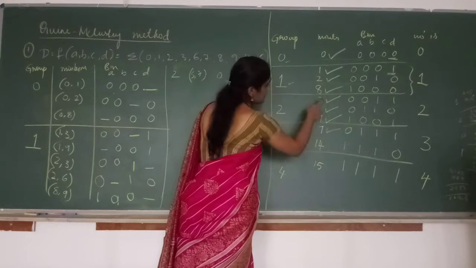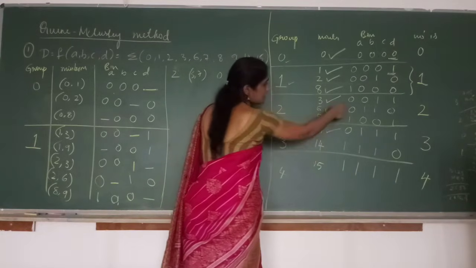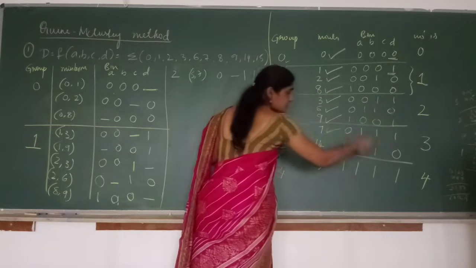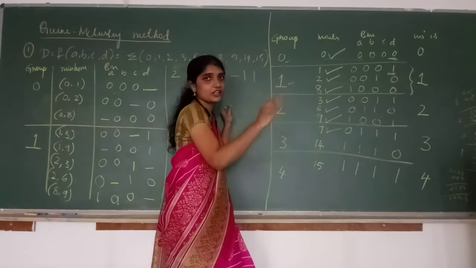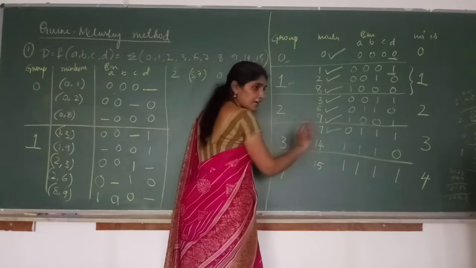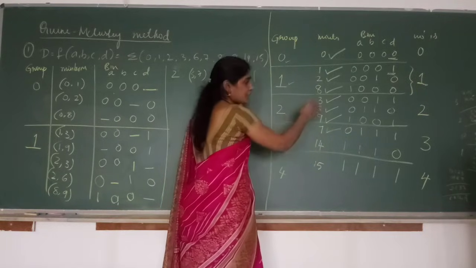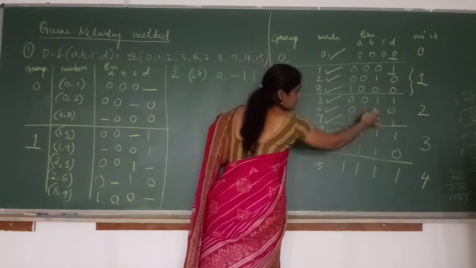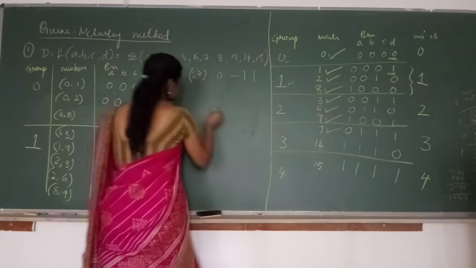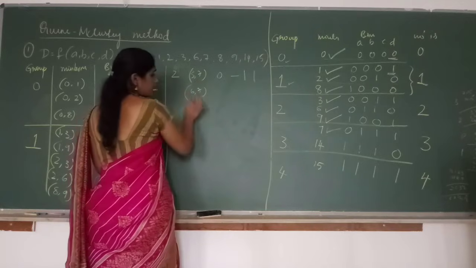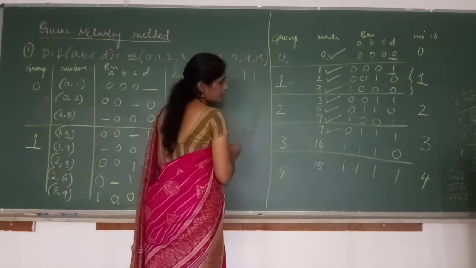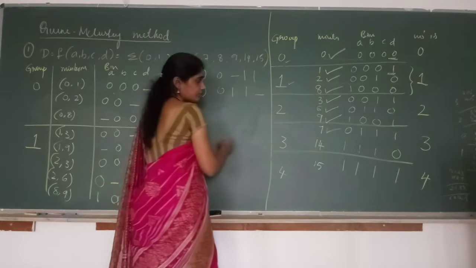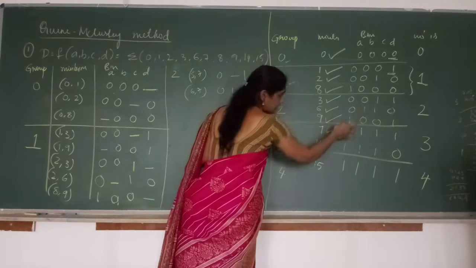So now, next 3 with 14. A is different, B is different, C is same, D is different. No, 3 variables are different here. I cannot group. So 14 I will not take because I am not grouping. Now start with 6. 6 and 7, same, different. So 6 and 7 can be grouped. So if you group 6 and 7, what do I get? 0 1 1 dash.